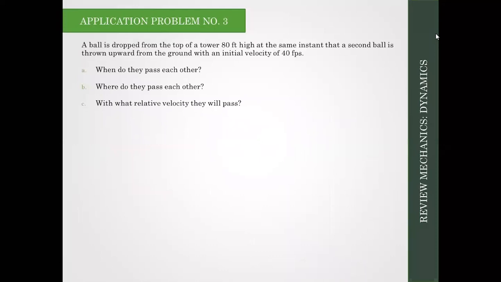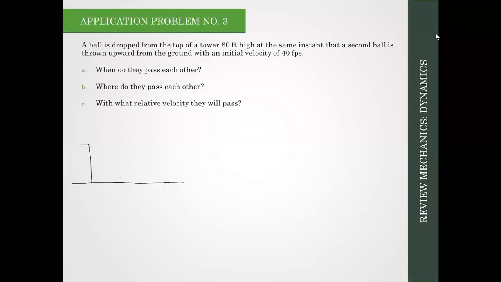Okay, a ball is dropped from the top of a tower 80 feet high at the same instant that a second ball is thrown upward from the ground with an initial velocity of 40 feet per second. When do they pass each other, where do they pass each other, and with what relative velocity will they pass?